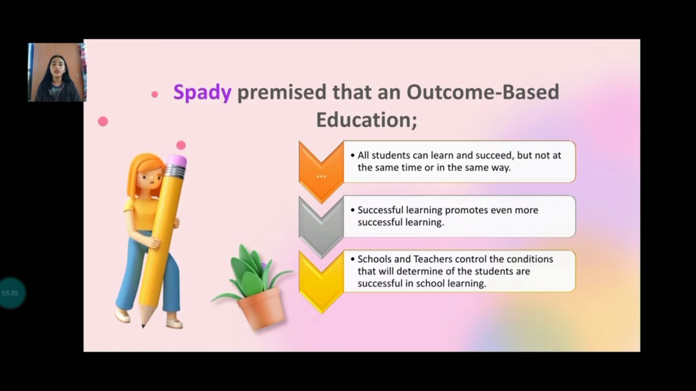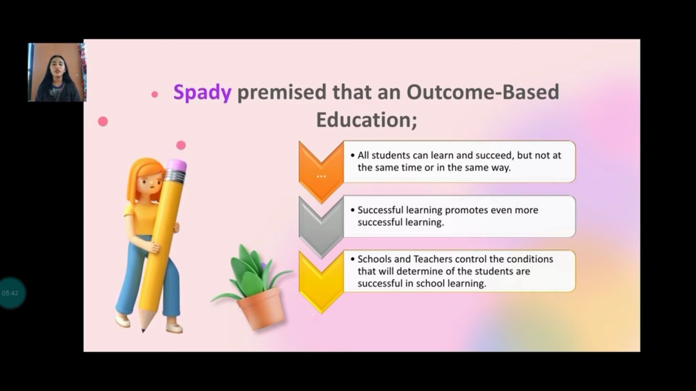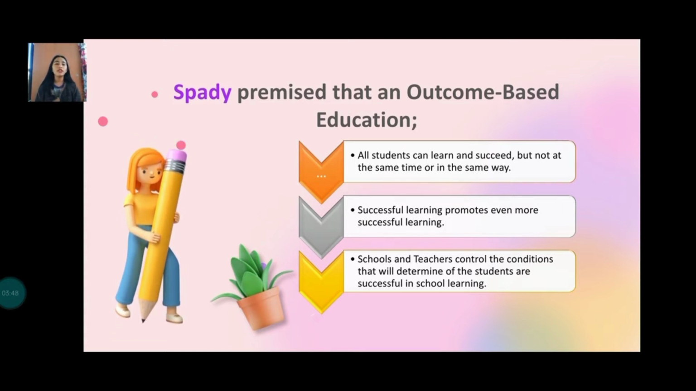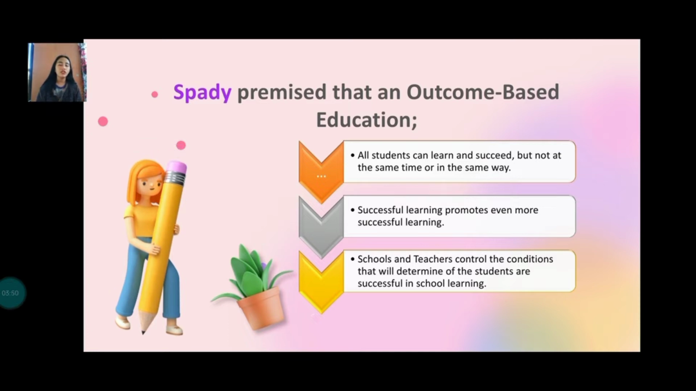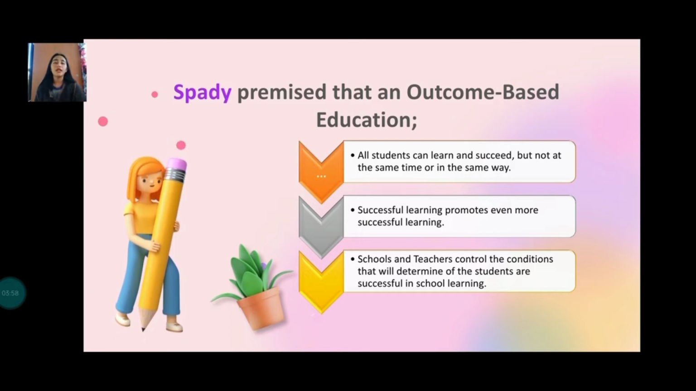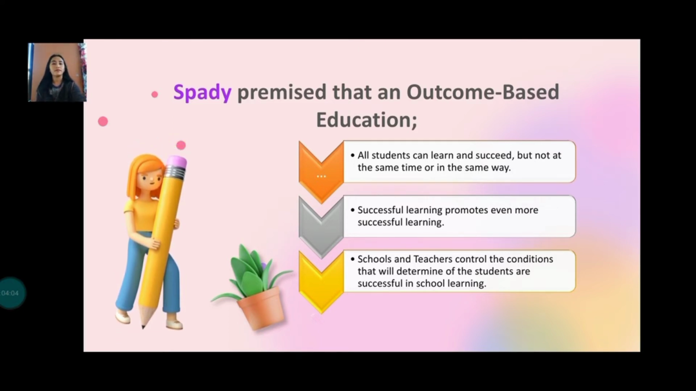It means that teachers should set high, challenging performance standards in order to motivate students to take an active role in their learning. Schools and teachers control the conditions that will determine if the students are successful in school learning. The school and the teachers have a great responsibility in controlling and maintaining student success.